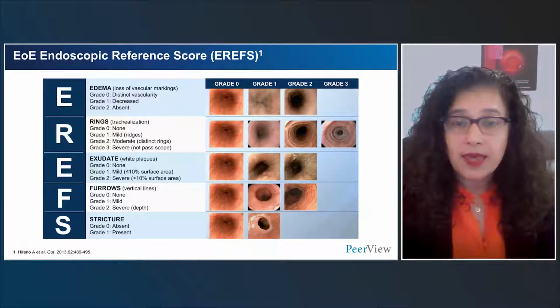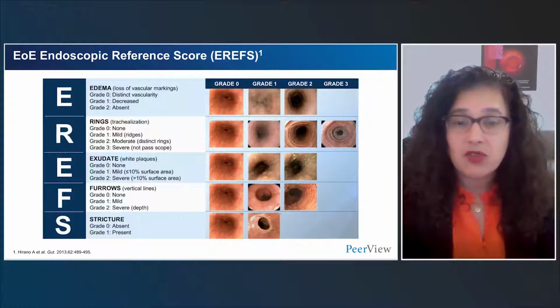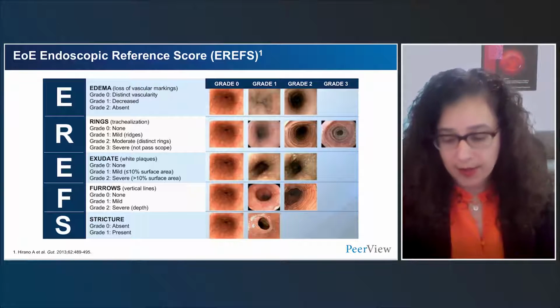For edema, they can be grade 1 or decreased, grade 2 or absent vascularity entirely. Rings can be very mild or subtle in grade 1, more prominent and moderate in grade 2, and grade 3 essentially means a regular adult endoscope cannot pass through those rings. Exudates are mild or less than 10% of the surface area, or severe, more than 10% of the surface area. Furrows can be very mild or very deep in depth, and strictures are graded as either present or absent.